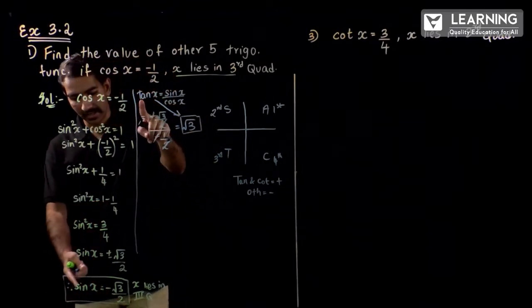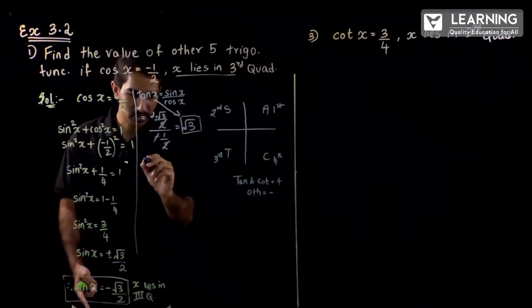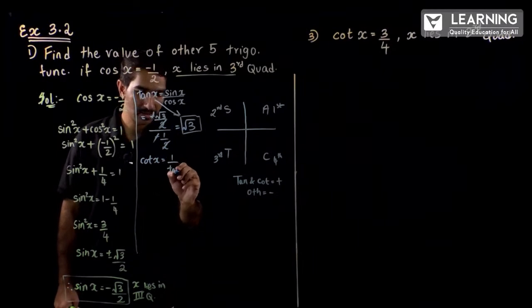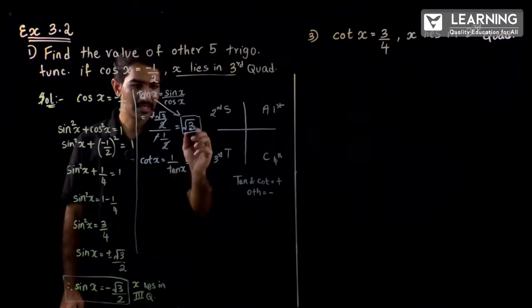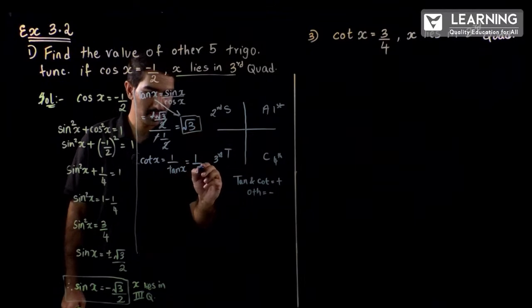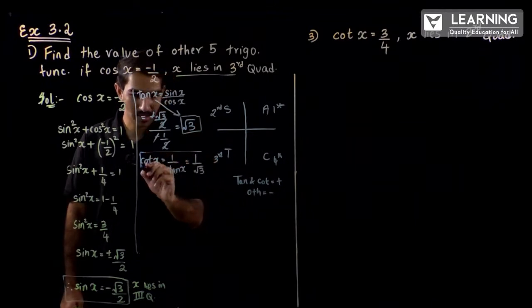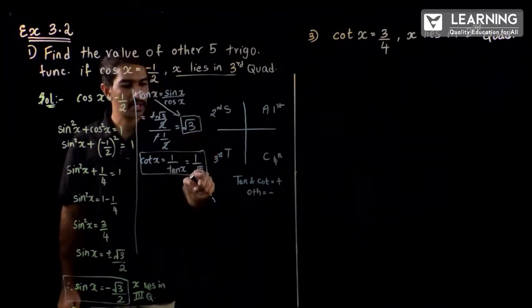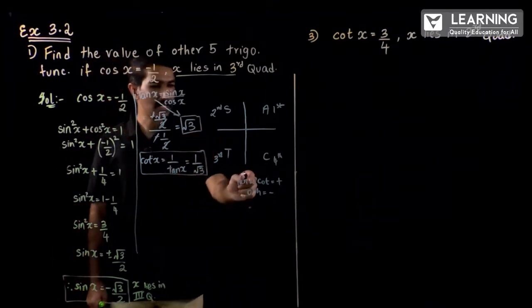So tan is done, sine is done, 2 are done. Now cot x, students, what is cot x? Inverse of tan, so 1 by tan x. Tan x is root 3. So cot x will be 1 by root 3. Can you observe here? Tan x we got positive, cot x also we got positive. Why? Because x is lying in the third quadrant.